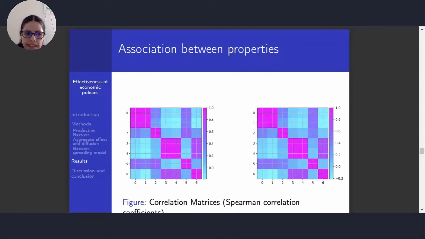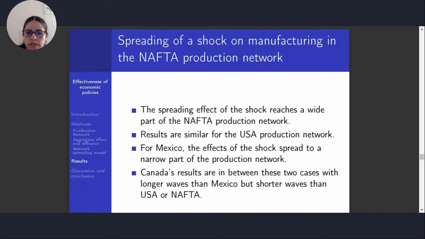Finally, with the results for the spread of a shock on manufacturing in the NAFTA production network, I'm going to be really fast on this. We observed that the pattern of sectors affected when the manufacturing sector was shocked for the USA was very similar to the NAFTA region. So really the USA production network is dominating the region, and this is no surprise.